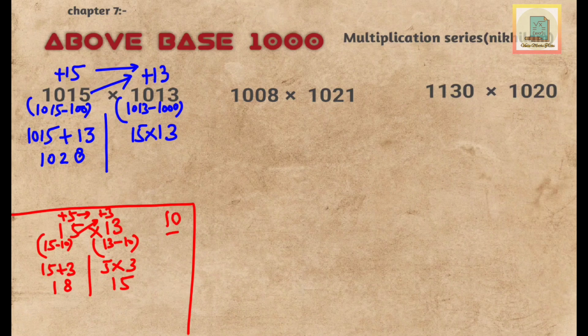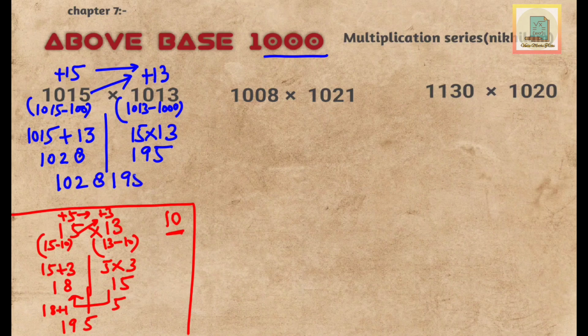So here we get 18, and here in the second partition we get 15. Since the base is 10, we need to have a single digit in the second partition, so we'll add 1 to 18. So 18 plus 1 here and 5 here. So 195 is the answer. So 15 multiplied by 13 we get 195. Since the base is 1000 over here, we need 3 digits in the second partition, and we are getting 3 digits in the second partition here. So the final answer will be 1028195. Now let's take another example.